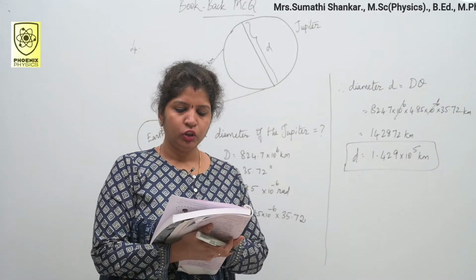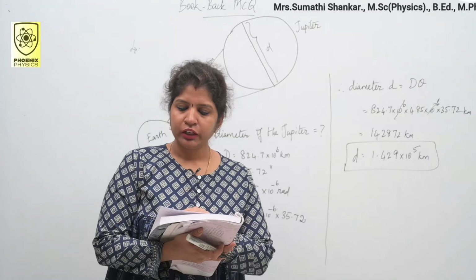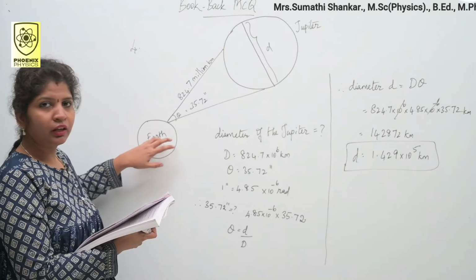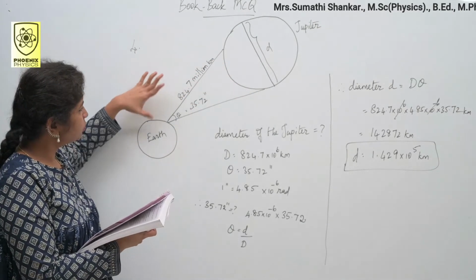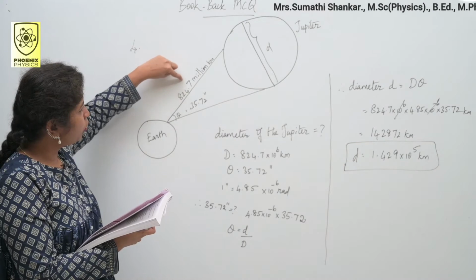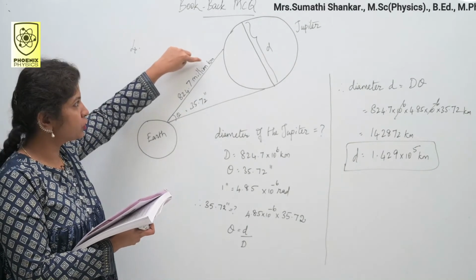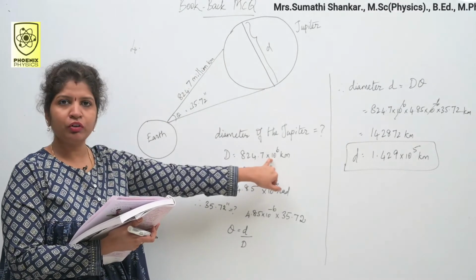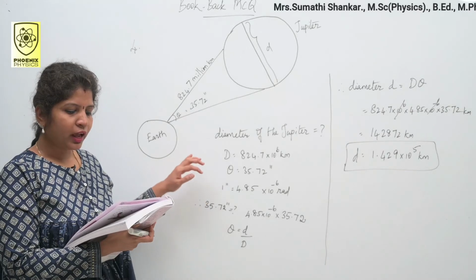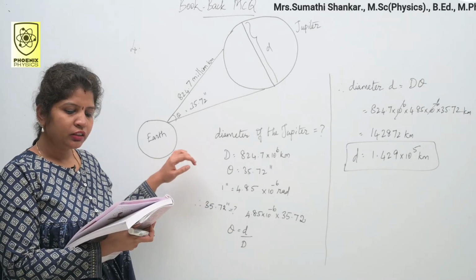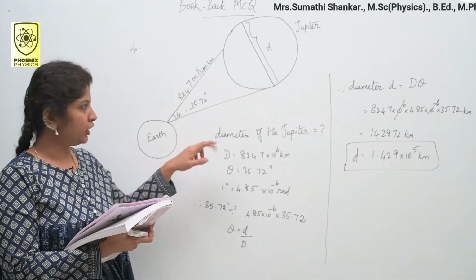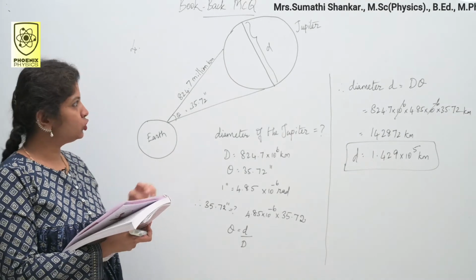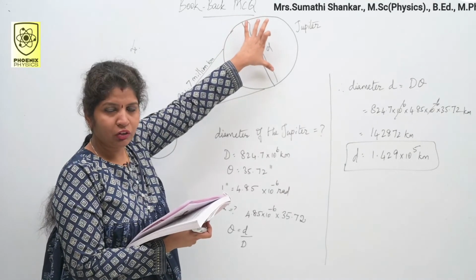Problem number 4. Jupiter is at a distance of 824.7 million kilometer from the Earth. So this is our Earth and this is Jupiter. The distance between these two is 824.7 million. Million means 10 to the power of 6 kilometer. That is why I have written 824.7 into 10 to the power of 6 kilometer. Then its angular diameter is measured to be 35.72 second. Calculate the diameter of the Jupiter. We have to find out the diameter of the Jupiter.